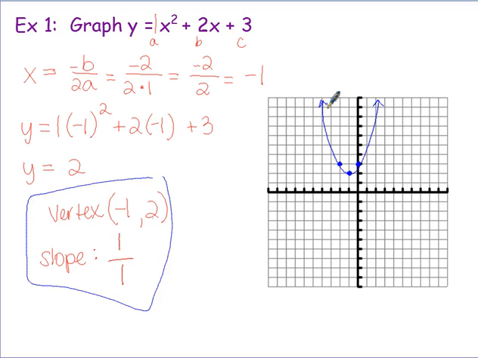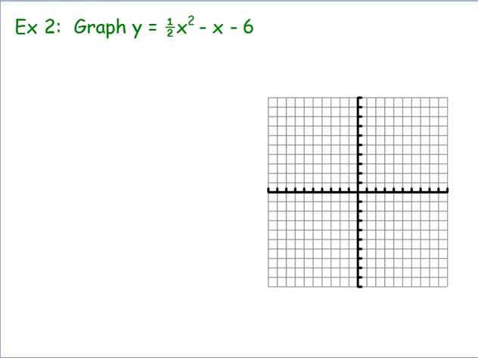Let's try another one together. Then you're going to try one on your own. So again, let's label our important numbers. A is 1/2. B is an imaginary negative 1, and yes, I said negative. C is negative 6. So we need to do x equals negative b, or opposite of b, over 2a.